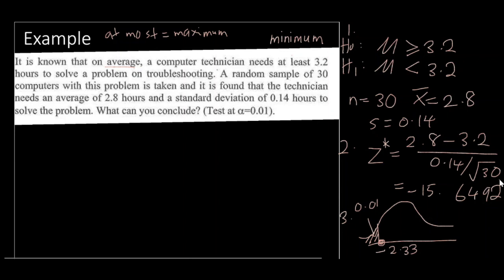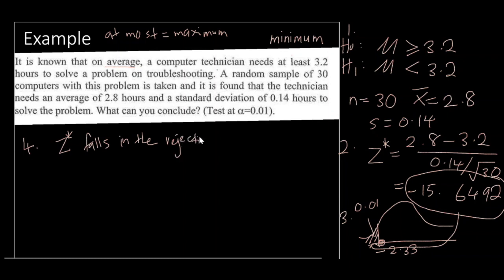And then we would make a decision. Your test statistic falls in the rejection region, somewhere here. So Z star falls in the rejection region, and so we reject the null hypothesis. We are going to reject the null hypothesis. That means we are accepting the alternative.